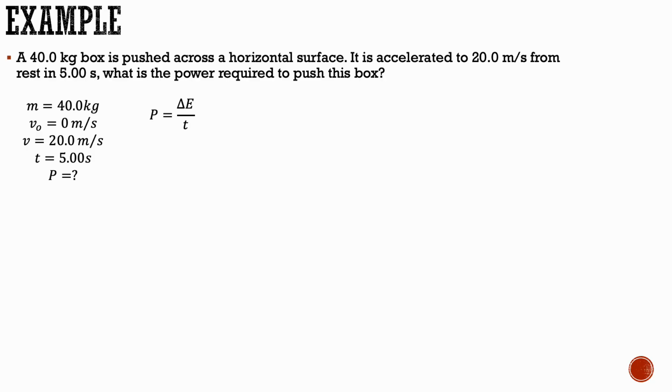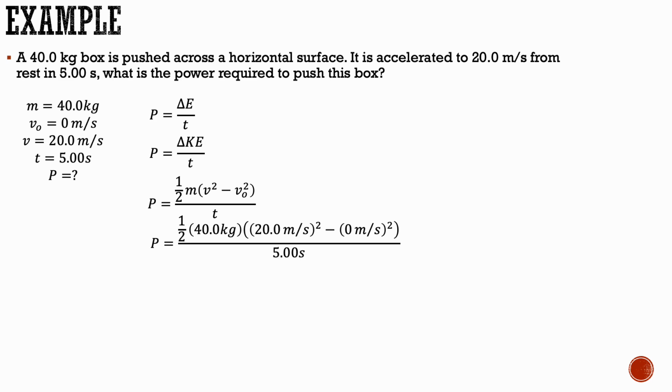So we know power is either work over time or change in energy over time. I've chosen to use change in energy divided by time. We could do work over time as well. So change in energy over time would be our change in kinetic energy divided by our time. Now our change in kinetic energy is 1/2 times our mass times v squared minus v naught squared. We can substitute our values in at this point, and we get 1.6 times 10 to the 3 watts.